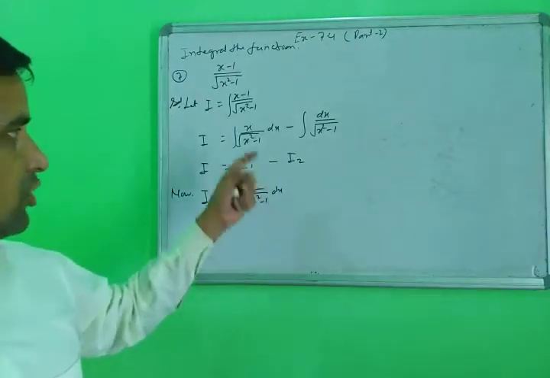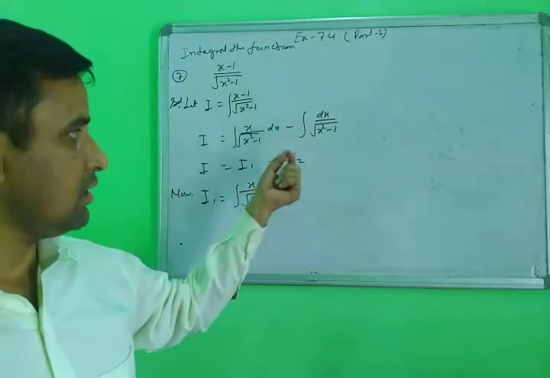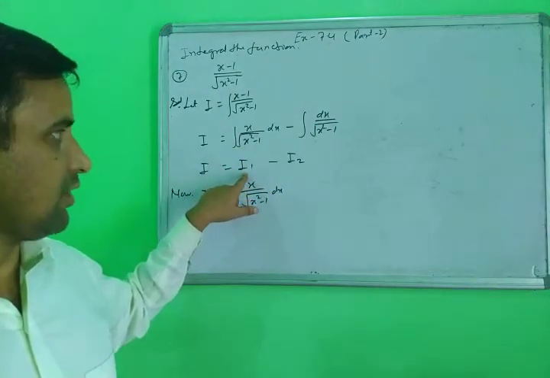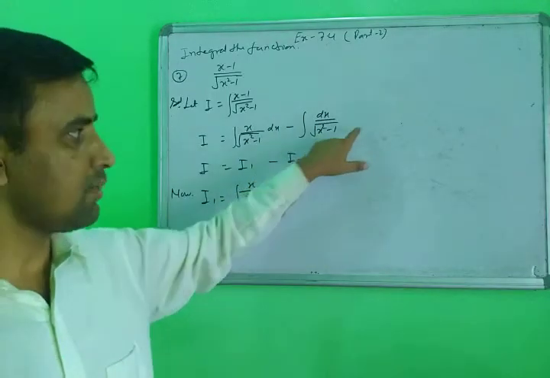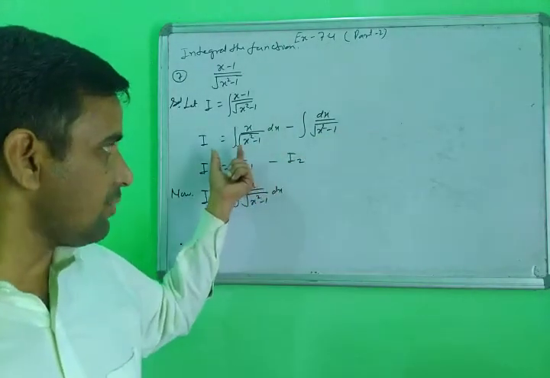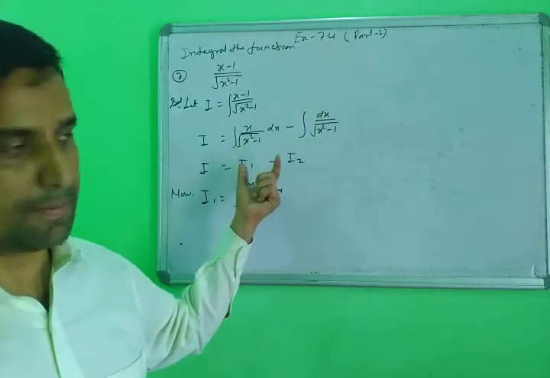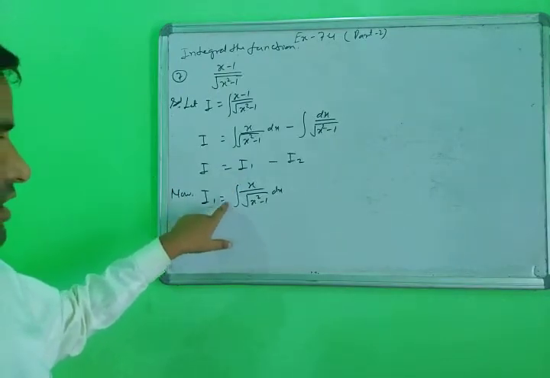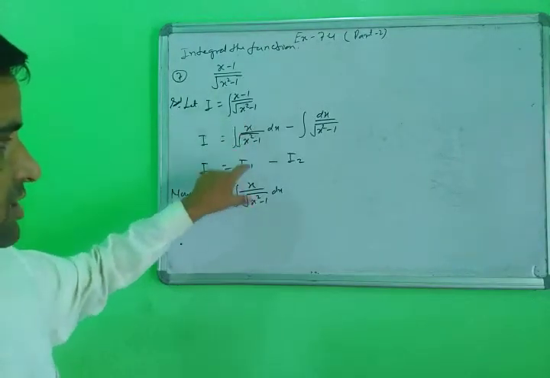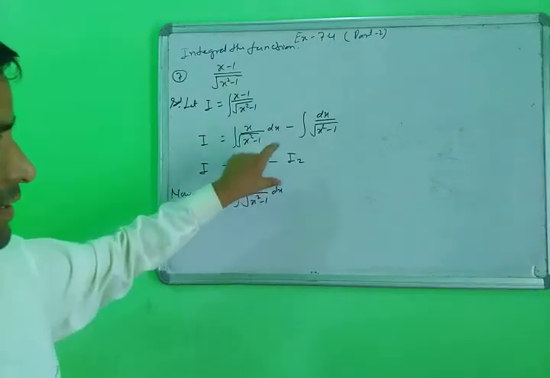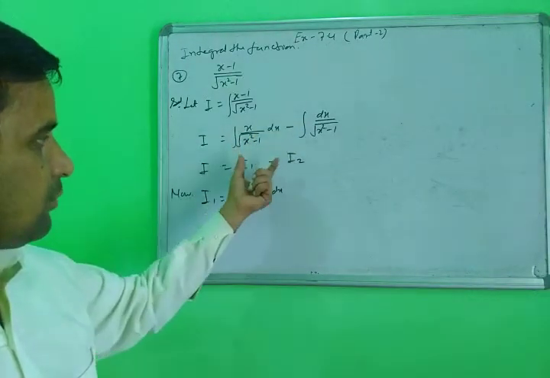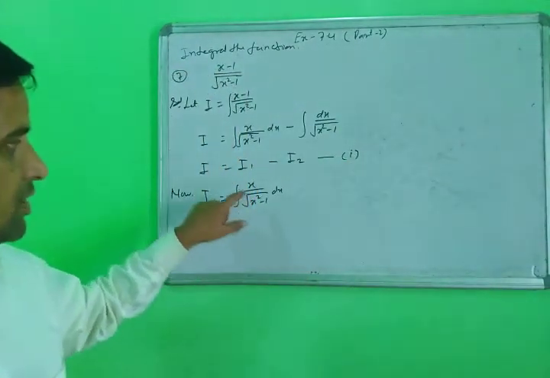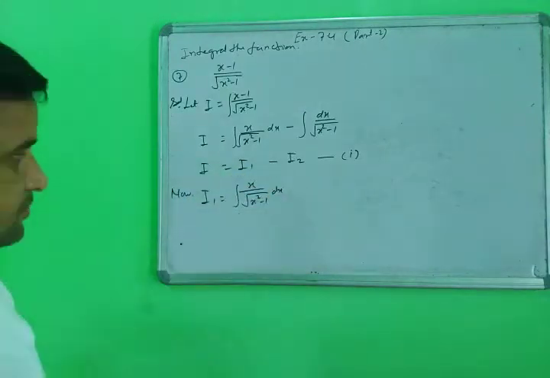Always remember that if your function needs different identities, you solve the different parts separately. The first part you select as I1, the second part I2, a third part I3, a fourth part I4. First I solve only this function, I1, then you solve the other part, then put both values in equation first to get the final answer.